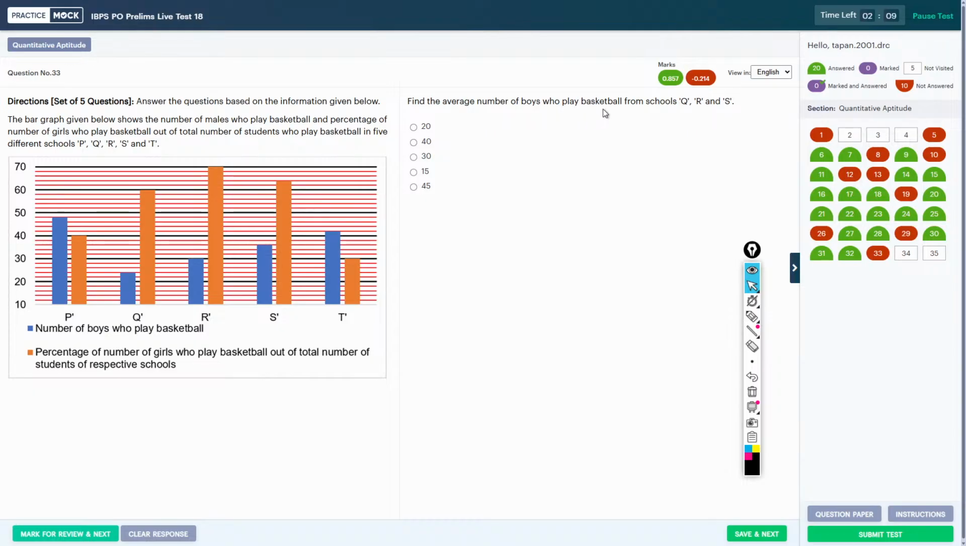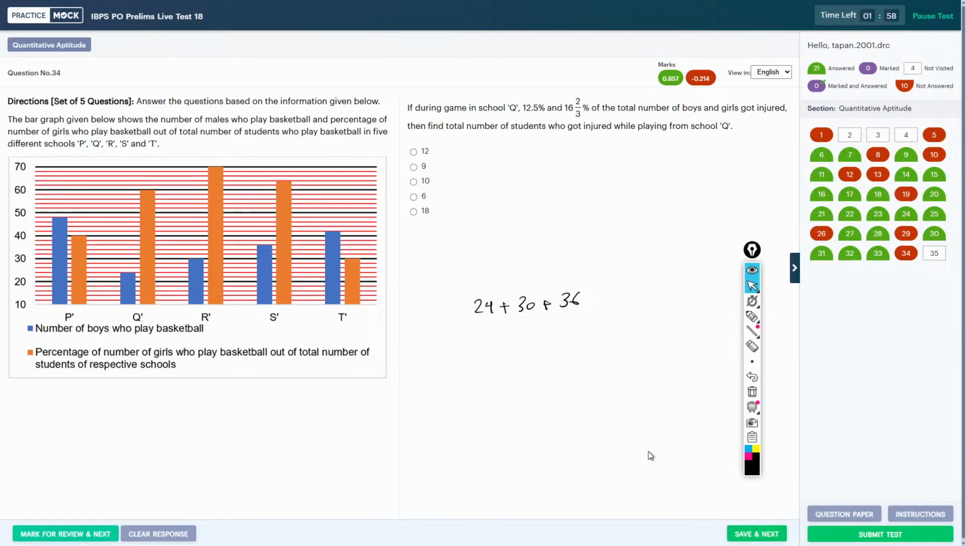Find the average number of boys who play basketball in Q, R, S. In Q it's 24, in R it's 30, in S it is 36. So 60, 30, 90, total 30 average. If during a game in school Q, 1/8 and 1/6 of the total number of boys and girls got injured. So okay, so 1/8 of Q, right? So Q 24 we have, so that is 3 and 1/6. So in Q 24 is 40%, so 60. 6, so 36, 6, so total 9 students got injured.